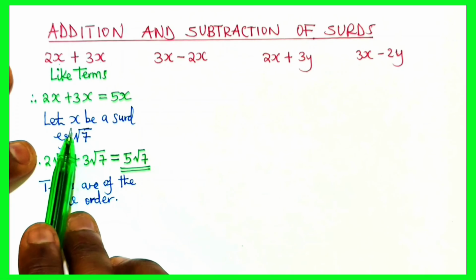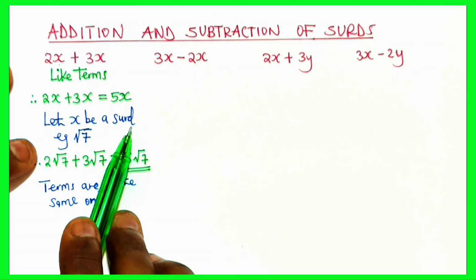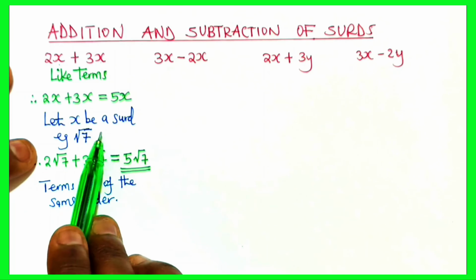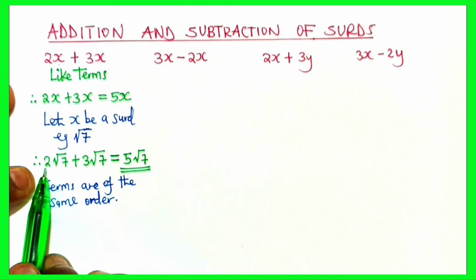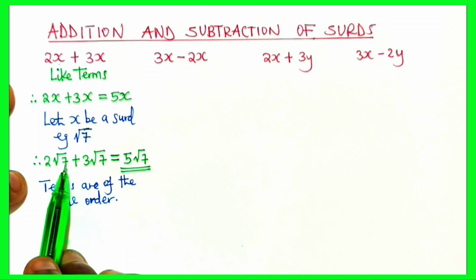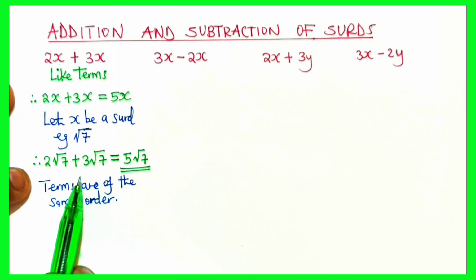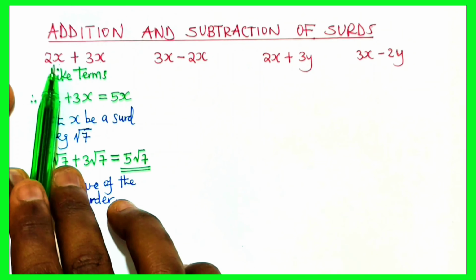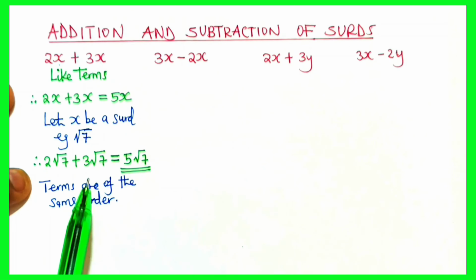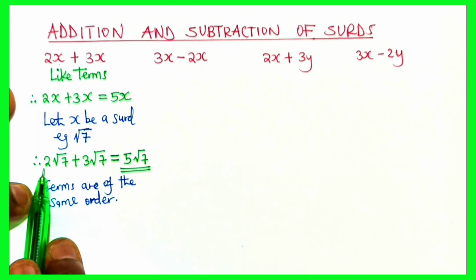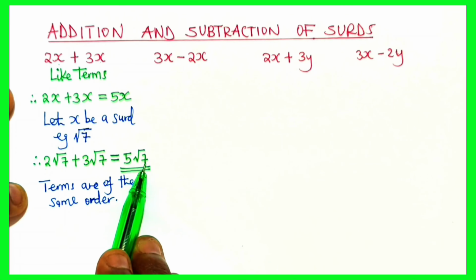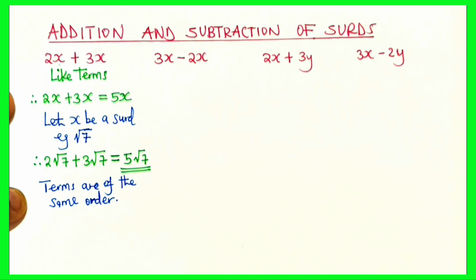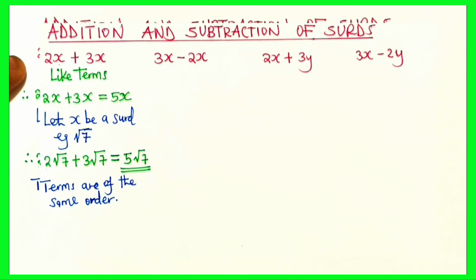Now, let x be a surd so that we see how we perform operations involving surds when it comes to addition. When you have 2 root 7 to add 3 root 7, we can say that these terms are of the same order, just like we were dealing with like terms in this expression here. So we add the coefficients, which is 2 plus 3, and we end up with 5 root 7. This is how we perform addition when it comes to surds.